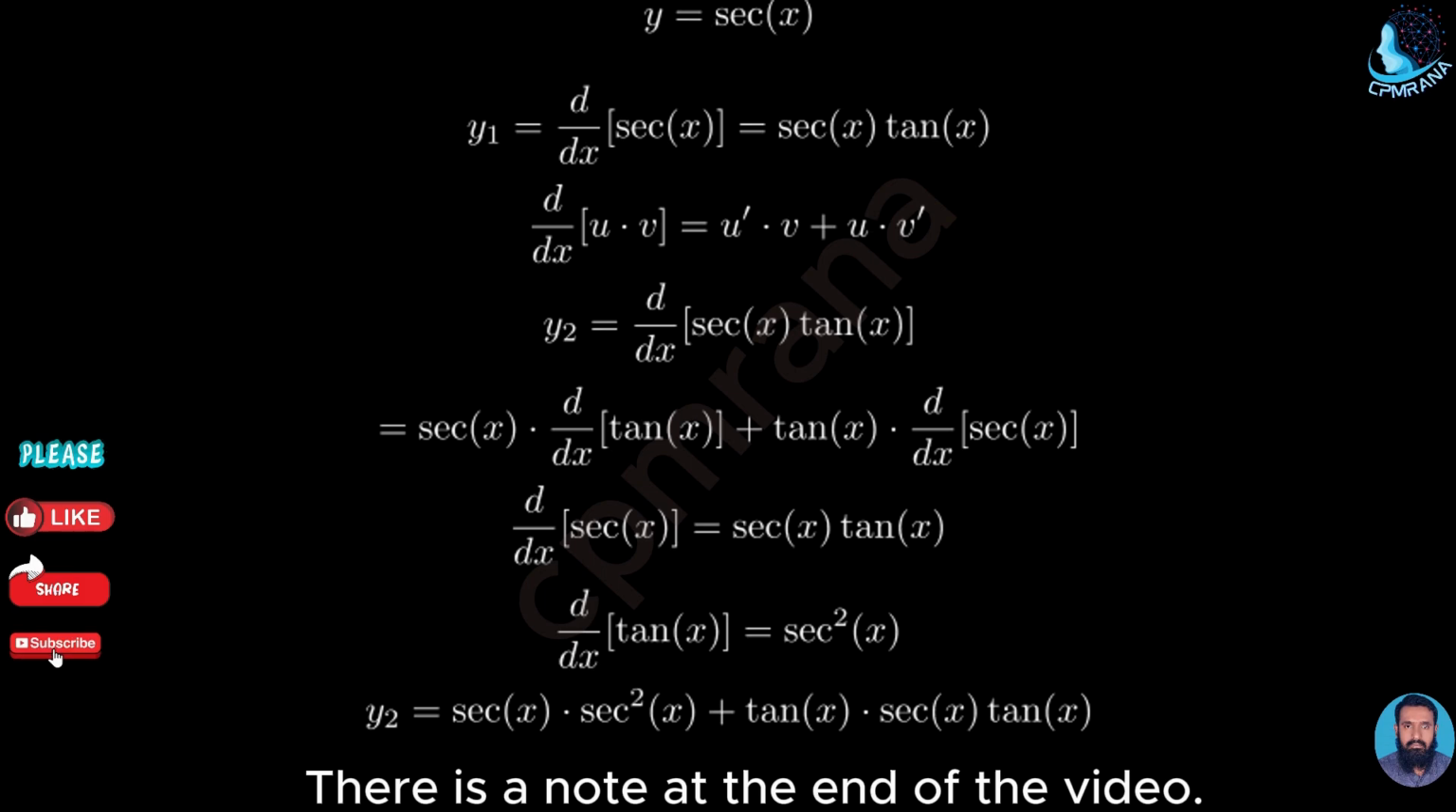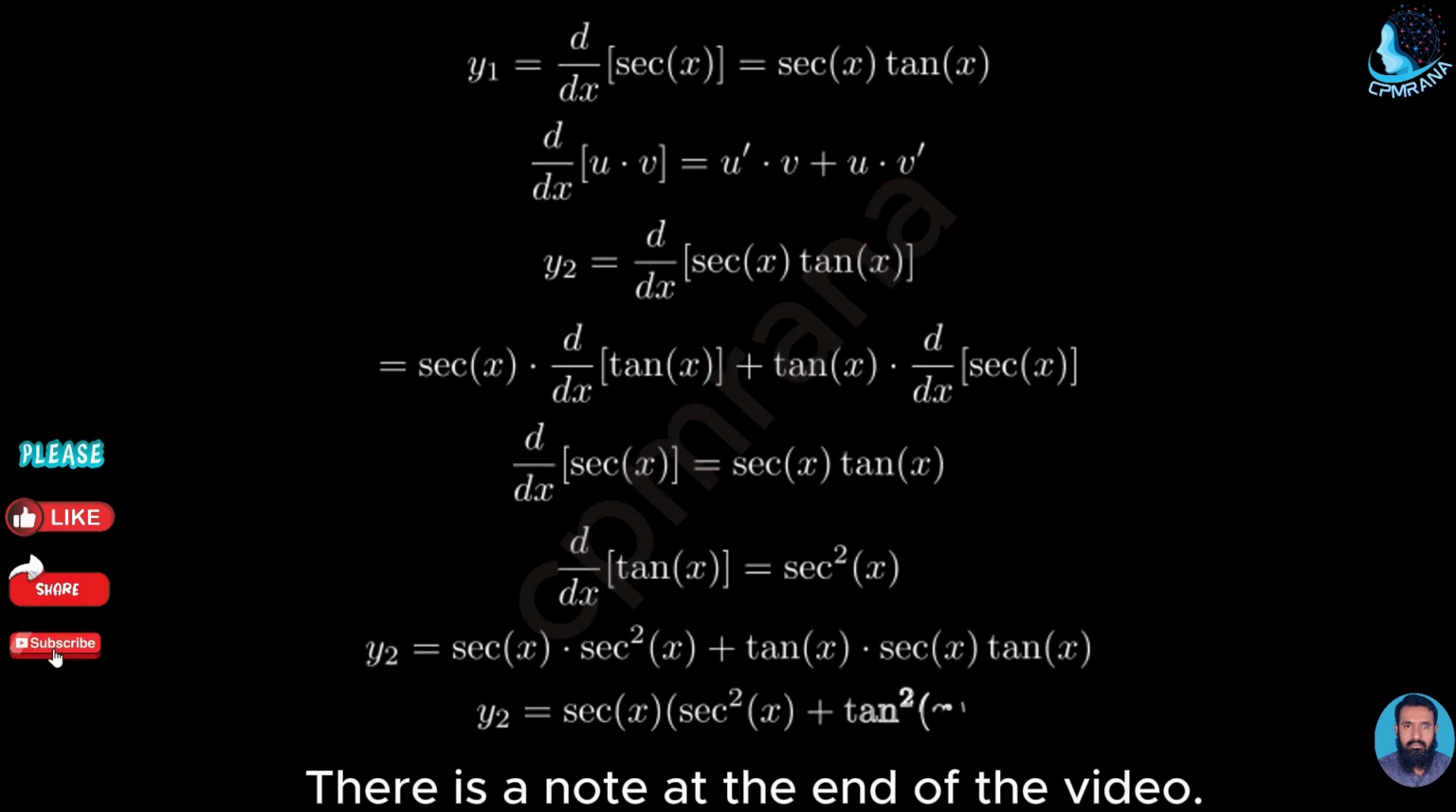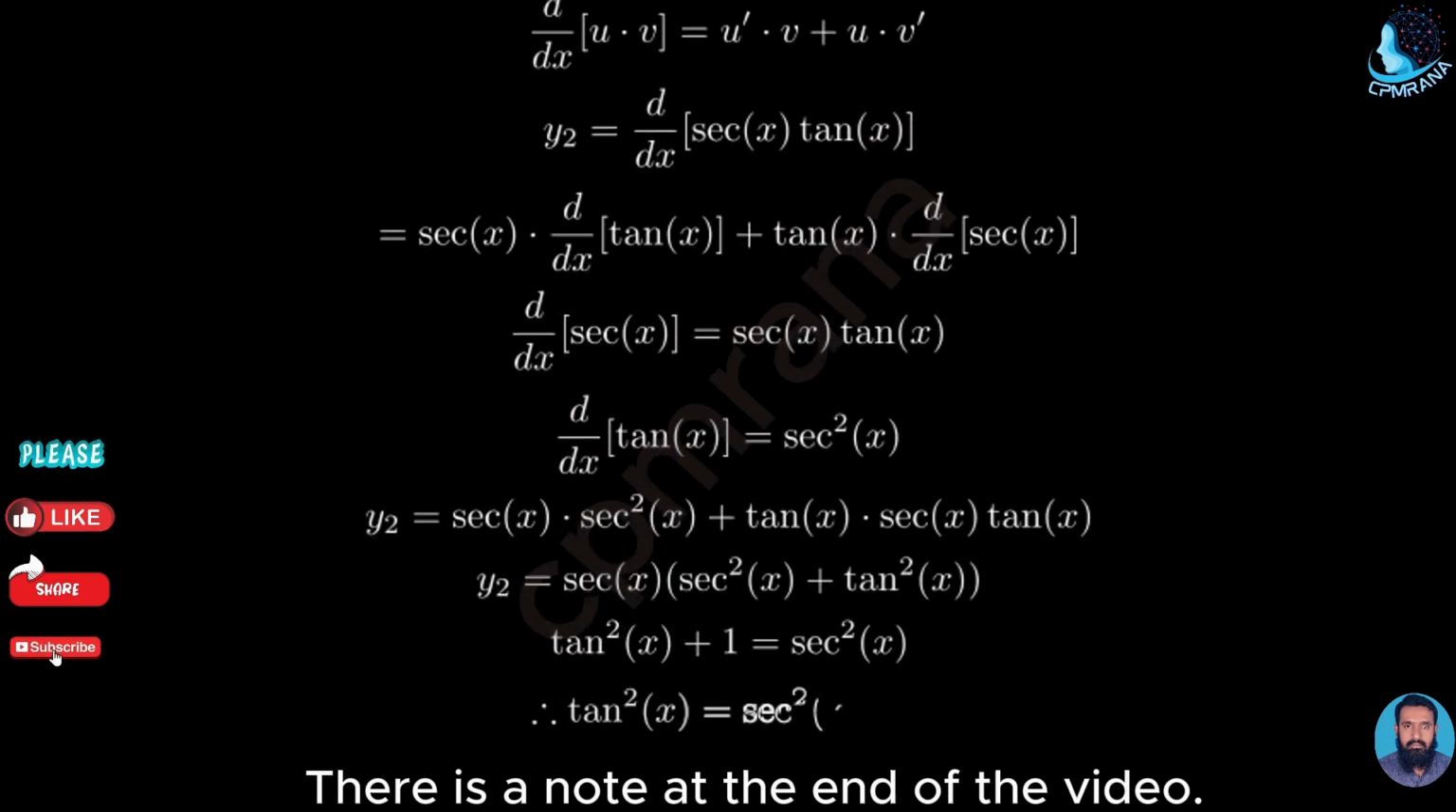Let's factor out secant x from both terms. This gives us secant x times the quantity secant squared x plus tangent squared x. Here's where we can use a fundamental trigonometric identity. Remember that tangent squared x plus 1 equals secant squared x. Therefore, tangent squared x equals secant squared x minus 1.